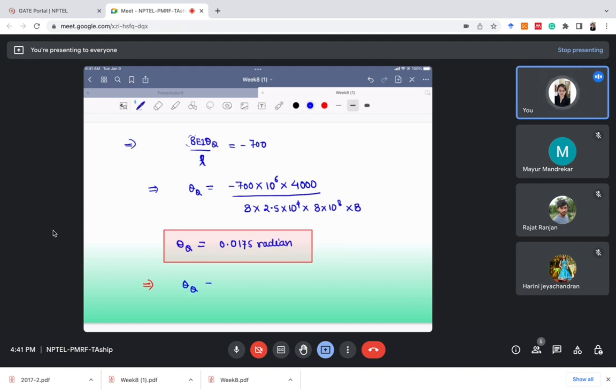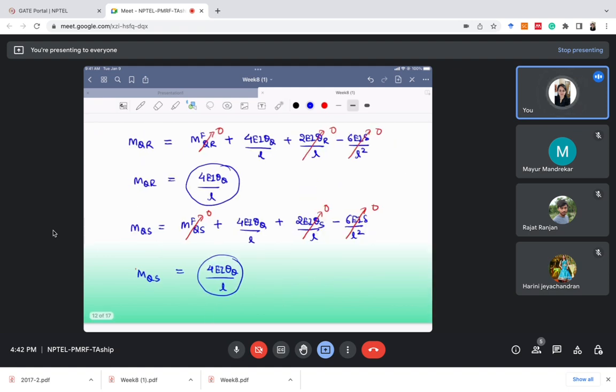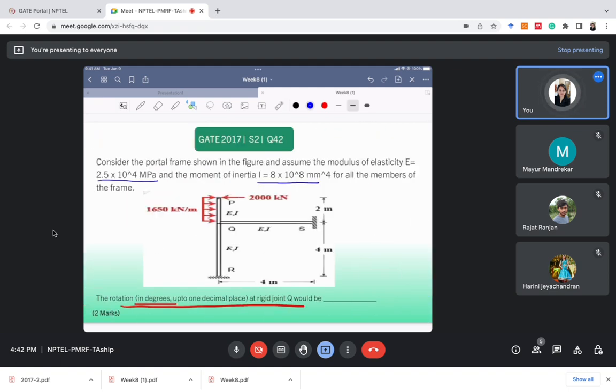How to convert radian into degree? By multiplying by 180 divided by pi. So we get the value of theta Q as 1.0027 degree. But they are asking for the rotation value up to 1 decimal place, only 1 decimal place. So the answer will be 1.0. You have to write 1.0 as the answer.